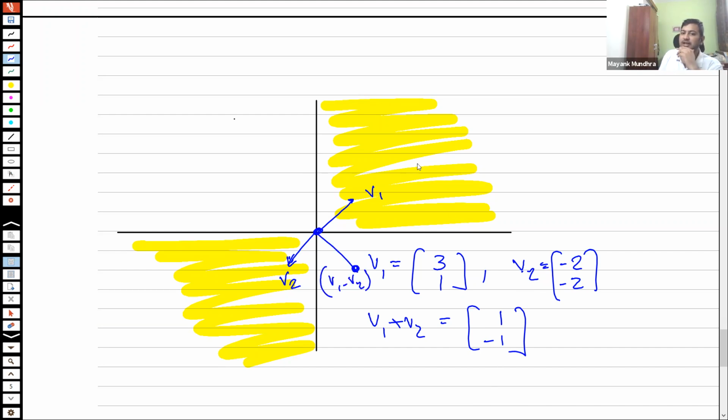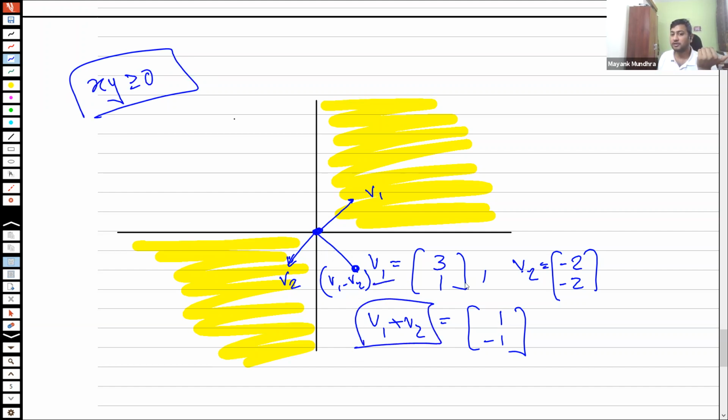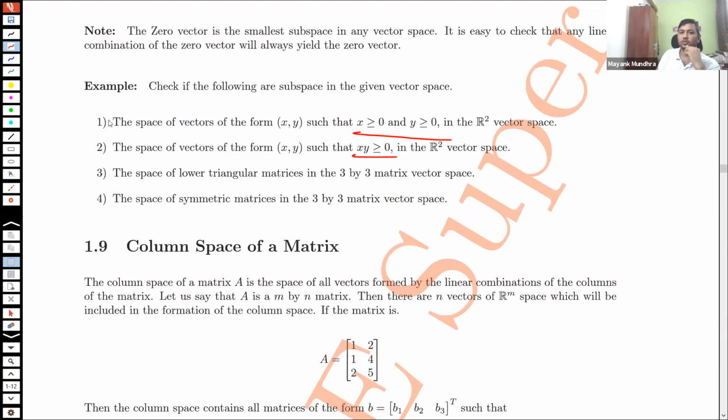Okay, so this set, which was xy greater than or equal to 0, contains the origin. But it is still not a subspace, because you saw that for v1, v2 in the subspace, v1 plus v2 does not belong to the subspace. So this point is heading in this direction, 1 comma minus 1. So x times y is not greater than or equal to 0. x times y is negative. So this is not in the subset. So that's why this thing is not a subspace. Okay. So 1 is not a subspace, 2 is also not a subspace.